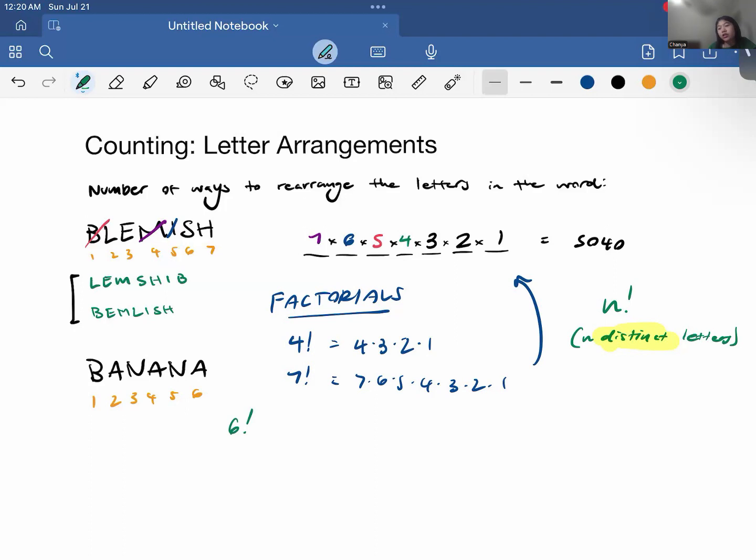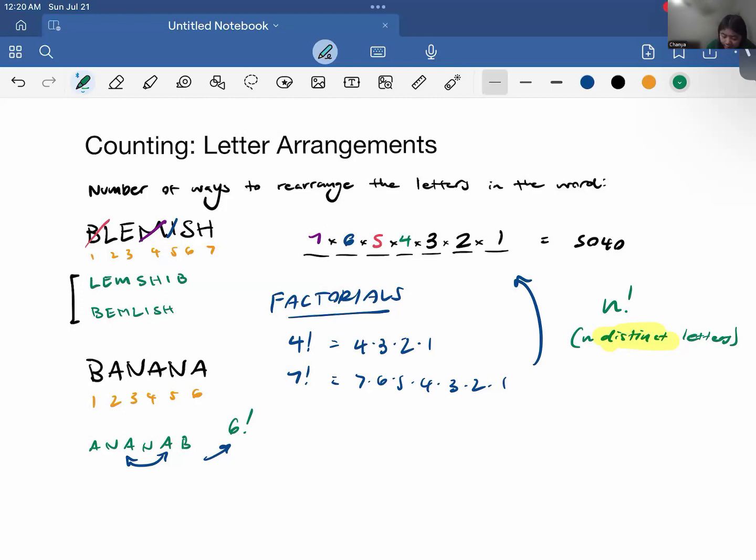However, that is actually overcounting. For example, if you have A, N, A, N, A, B, and you swap these two A's, this solution doesn't account for the fact that it's the same word. So it overcounts, right? So how do we fix this overcounting? Well, you have to divide by something. So what do you divide by? Let's think about this.